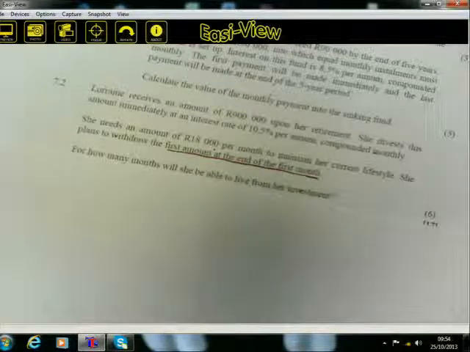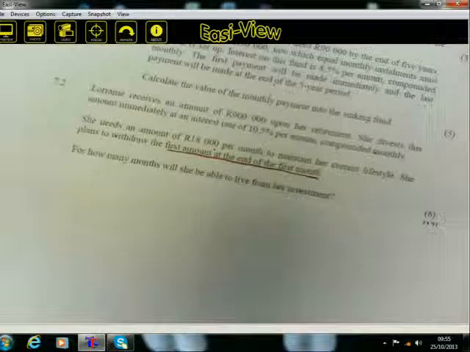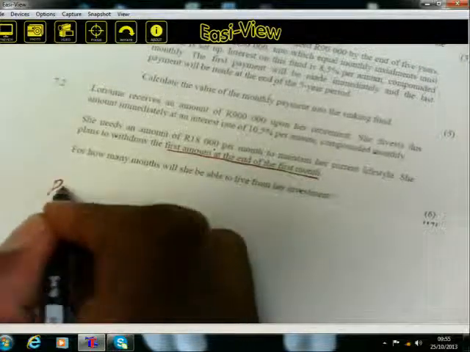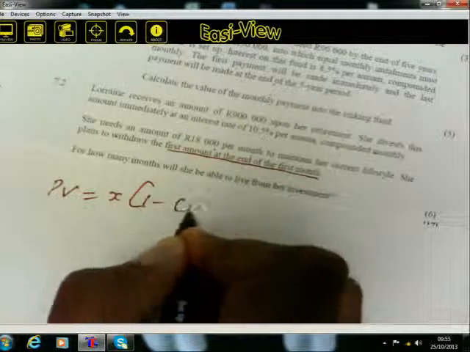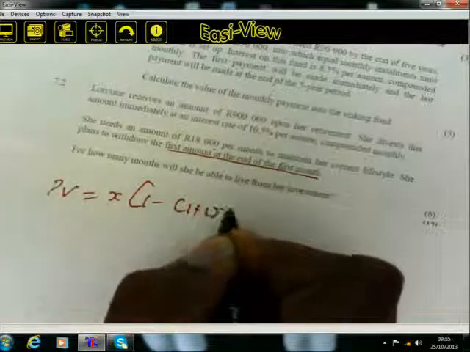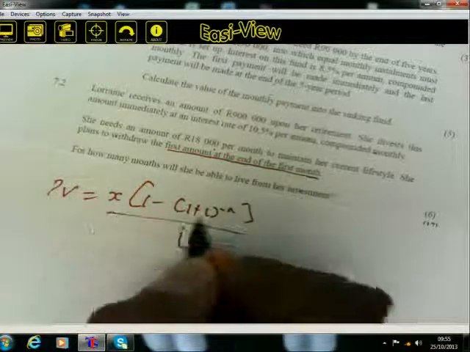investment? Now, the question is, which formula are we going to use here? Of course, I can see the retirement, the investment, then immediately, right? Good people, the formula that we are going to use here is PV equals x into 1 minus (1 plus i) to the power of negative n, divided by i.